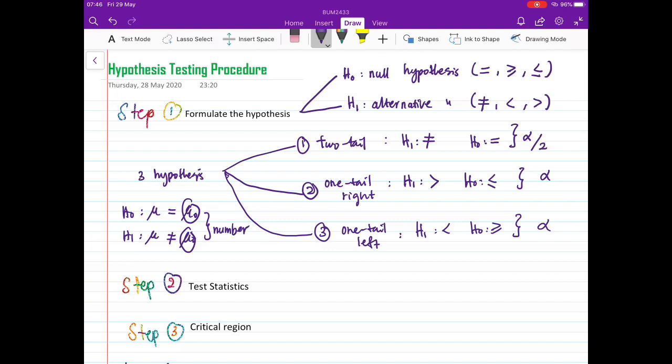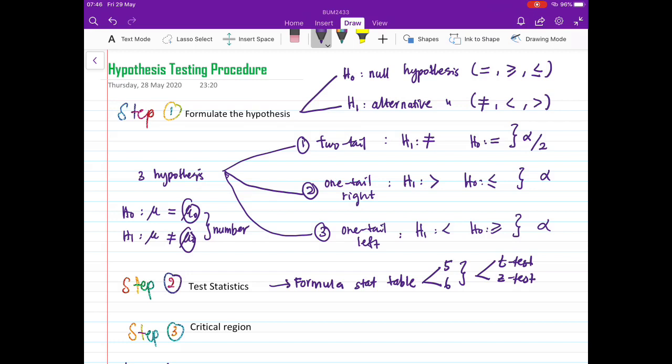Next, after you formulate your hypothesis, step number 2 is to calculate the test statistic. You want to test your hypothesis now, so you have the formula. The formula to calculate the test statistic you can get from your stat table, page 5 and page 6. It's either the t-test or the z-test.